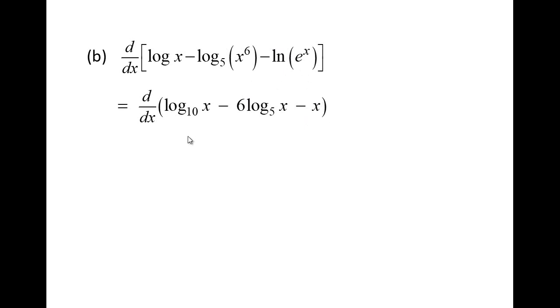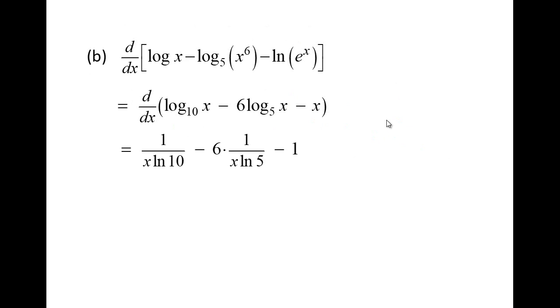So now we can take the derivative, and we're going to apply this formula right here: the derivative of log of x base b is 1 over x ln of b. So the derivative of log of x base 10 would be 1 over x ln of 10, minus 6 times the derivative of log of x base 5, which is 1 over x ln of 5, and the derivative of x here would be 1. So this is what we end up with.